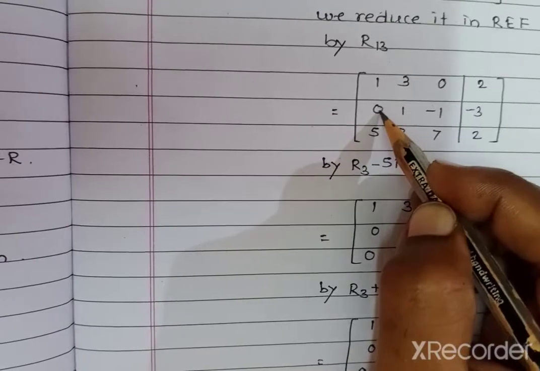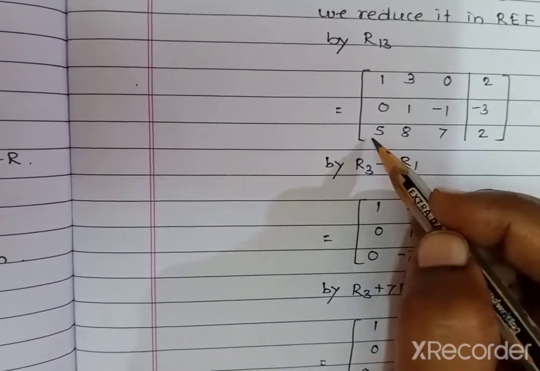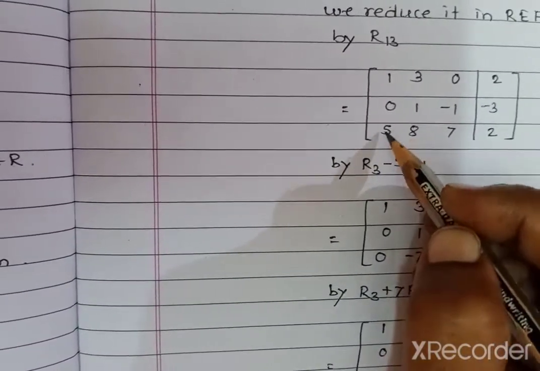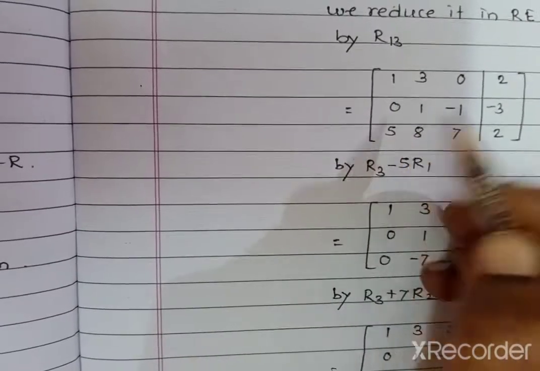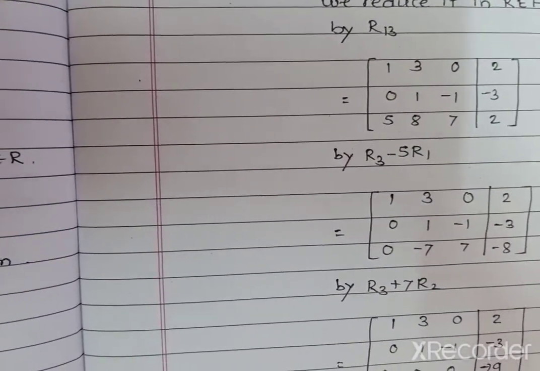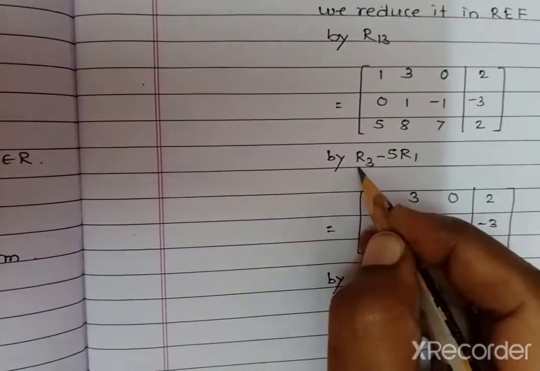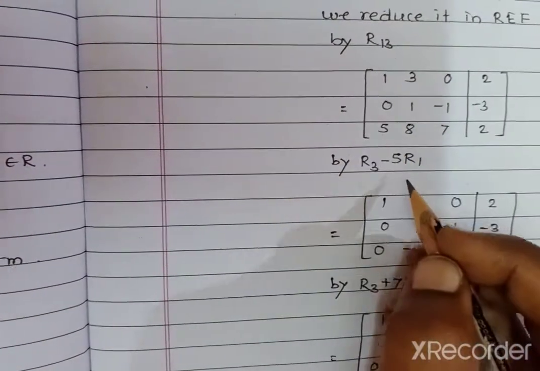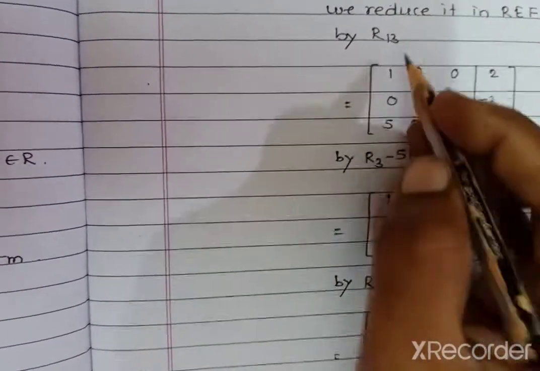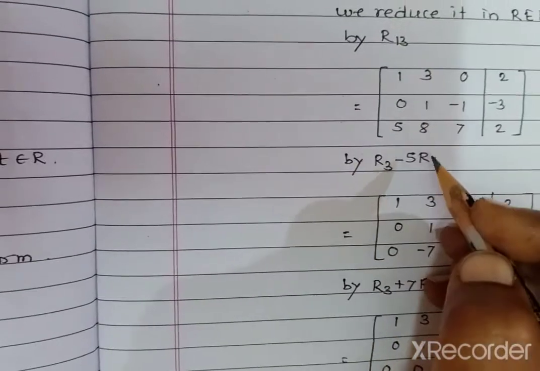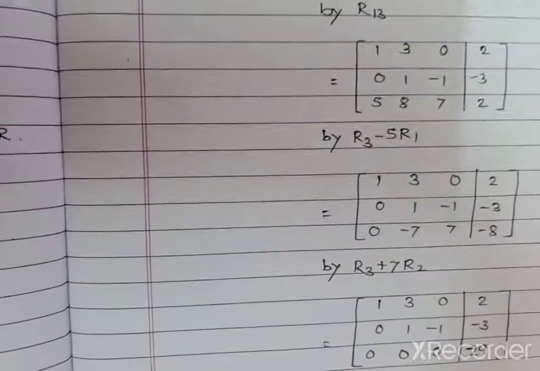Next, by using this leading one, we have to make its bottom entry 0. One of these entries is already 0, but we have to make this other entry 0. For that, use the row operation on the third row. So we write R3. Here the entry is plus 5, so write minus 5 by using the first row's leading one, so R1.